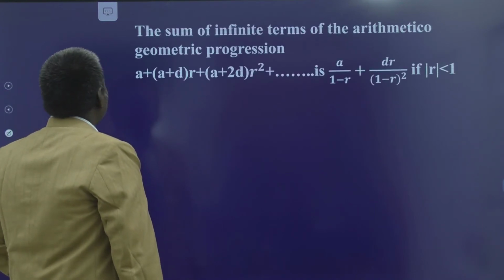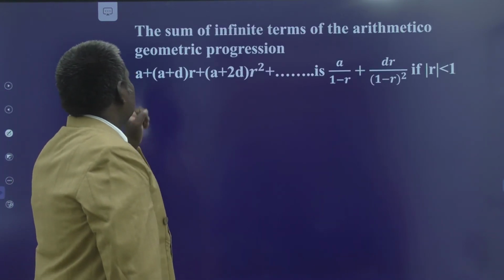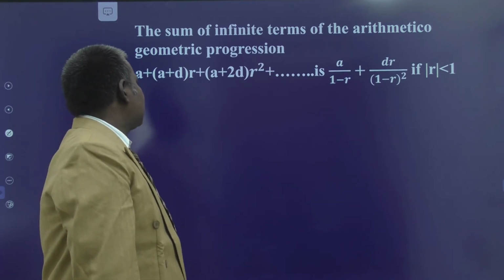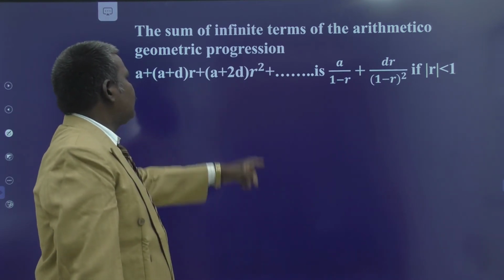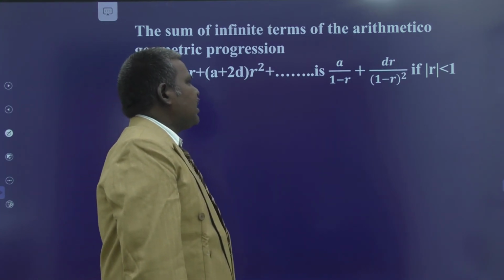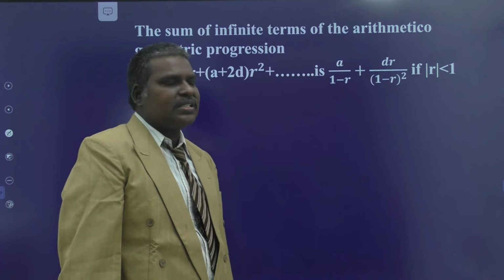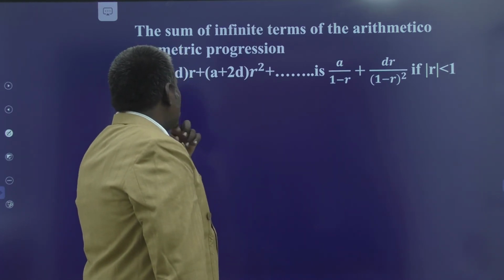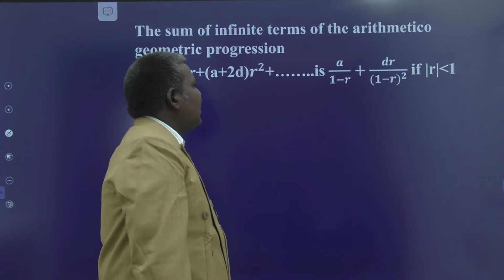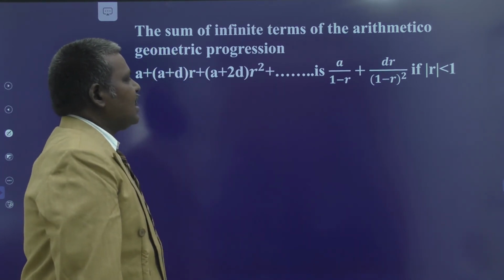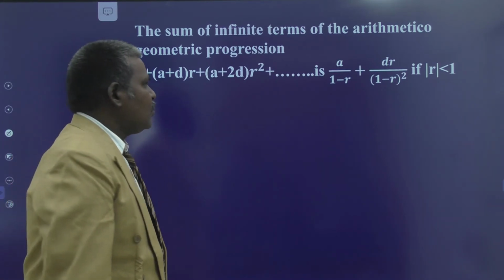And see here, the sum of the infinite terms of the arithmetic geometric progression, A plus D into R, A plus 2D into R square and so on, is A by 1 minus R plus DR by 1 minus R whole square, if mod R is less than 1. We can find the sum of n terms first of all, and if we go for n tends to infinity, we obtain A by 1 minus R plus DR by 1 minus R whole square.